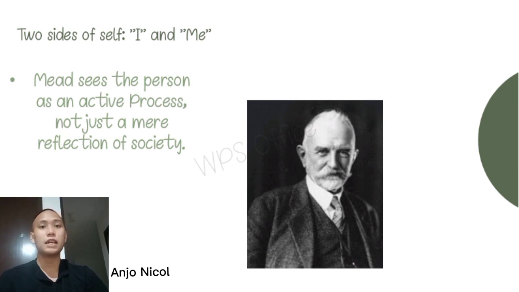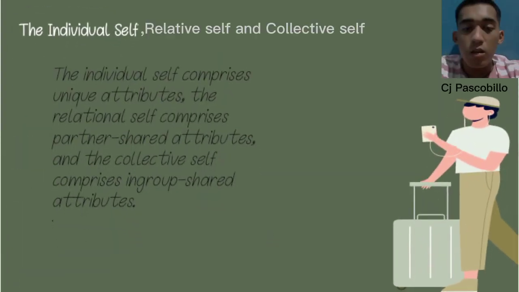Mead sees the person as an active process, not just a mere reflection of society. We have three parts of self. First is individual self, second relative self, and lastly is collective self. So, individual self. This self-representation is positive and important, influences the processing of subsequent information, and persons are motivated to maintain or elevate their self-image and to protect against possible deflation of their self-image.